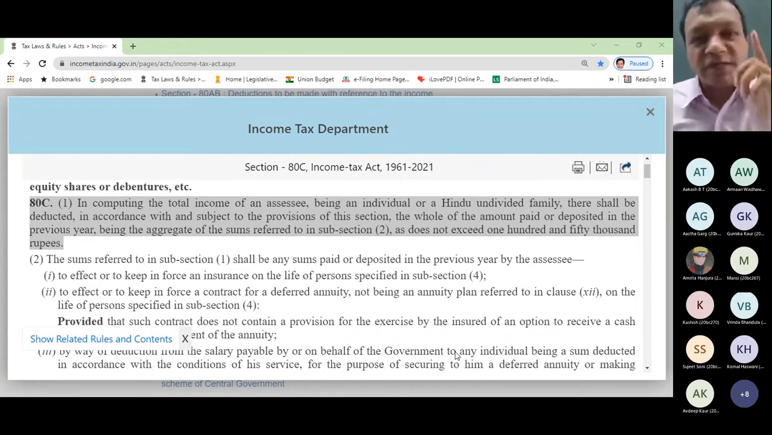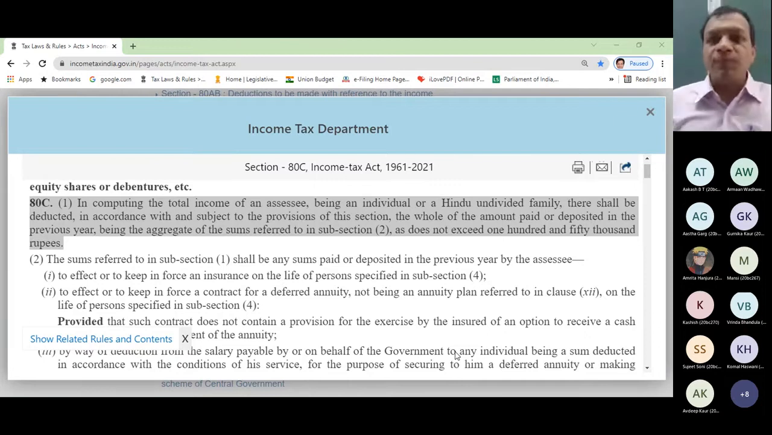So main points are: it is available only to individuals and HUF. Second point, you have to actually pay or deposit the amount during the previous year. Third point, your maximum deduction cannot exceed 1,50,000. And fourth point, there are eligible contributions in which you can pay the amount. So what are those eligible contributions? Those are written in subsection 2.